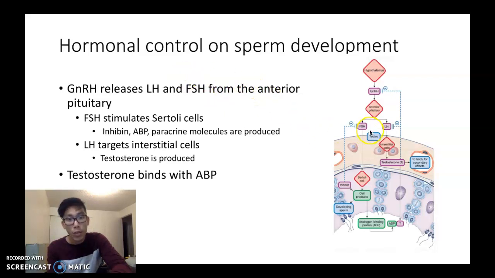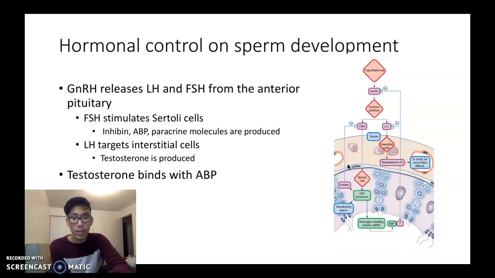The follicle stimulating hormone and the luteinizing hormone will act on the testes, and the follicle stimulating hormone will stimulate Sertoli cells. Sertoli cells will then release cell products such as nourishment, inhibin, androgen binding protein, and other paracrine molecules. Luteinizing hormone will target interstitial cells here, and the interstitial cells will then promote testosterone synthesis.